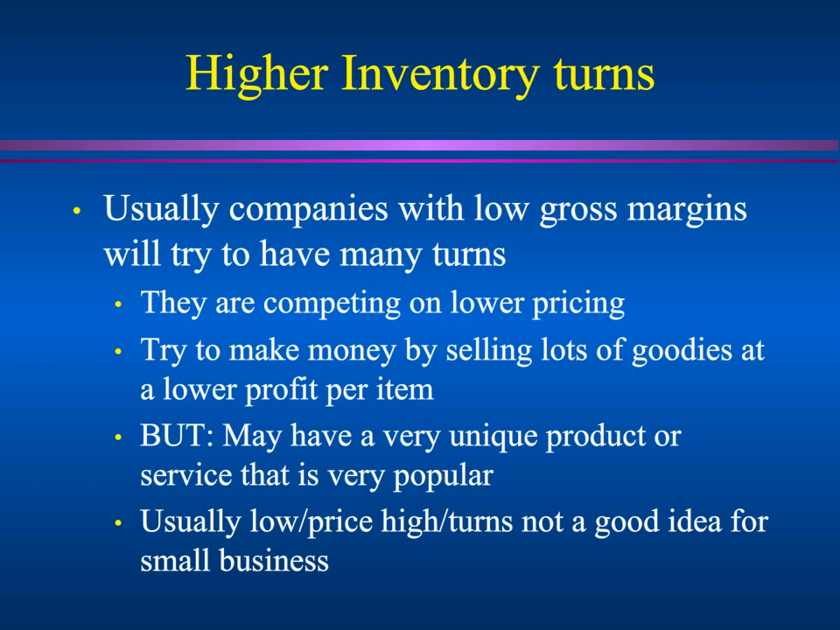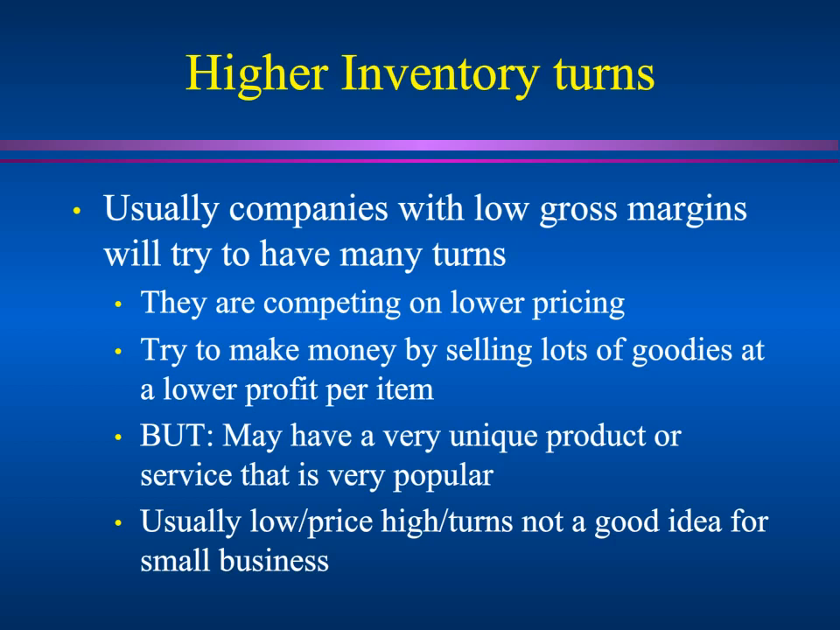Okay, so the idea with inventory turns, usually companies with low gross margins, so if they're selling below what we would normally expect, and I would think 35% for just about any business is a good gross margin, depending on the industry you're in. If you're selling, for instance, at 10%, which I can't imagine why, but it happens, usually those companies are competing on lower pricing. So they try to make up the profits by selling lots and lots of goodies at a lower margin, lower profit per item.